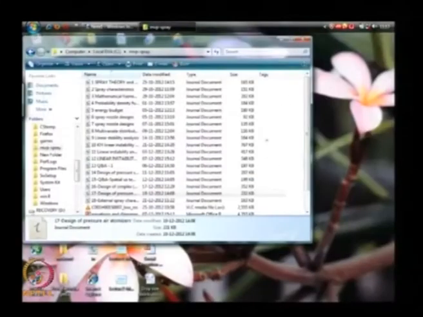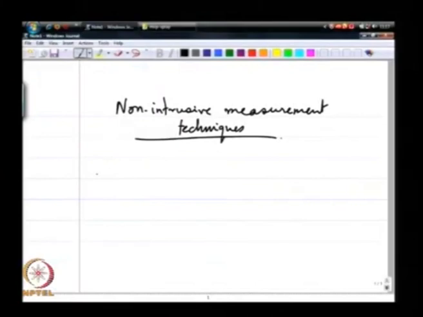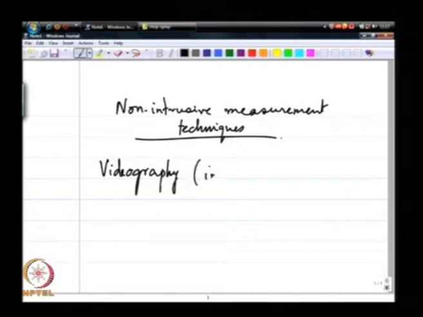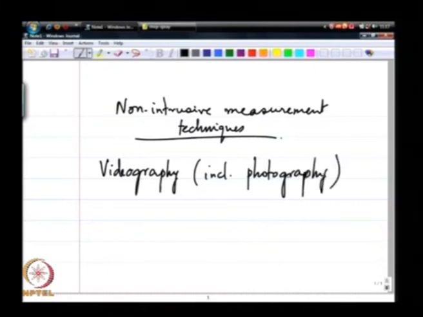So, we will take the simple example of videography first. We will see what videography, which includes photography, tells us and what it does not tell us. We are going to start by playing a very short video.